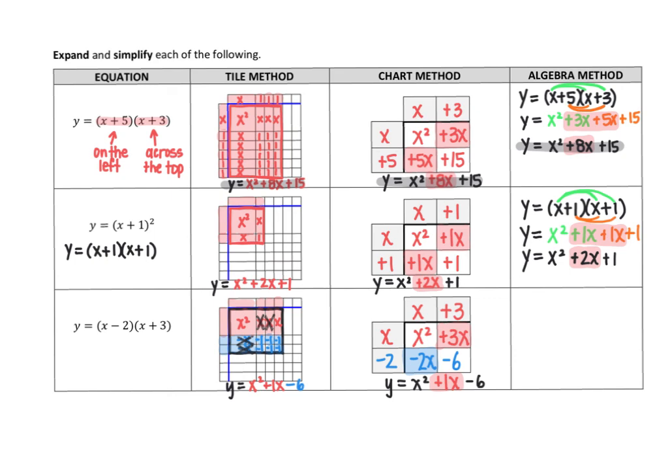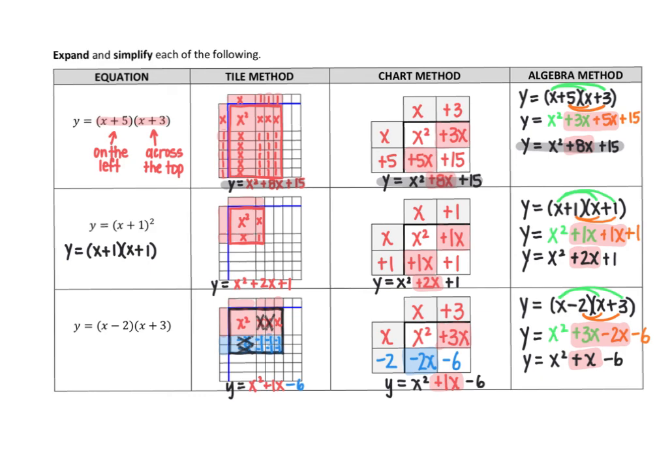In our algebra method, we'll take the x and multiply it by everything in the second set of brackets. This will leave us with y equals x squared plus 3x, and then we'll multiply the negative 2 by everything in the second set of brackets. This will give us negative 2x minus 6. As we simplify, we'll have y equals x squared plus x minus 6.